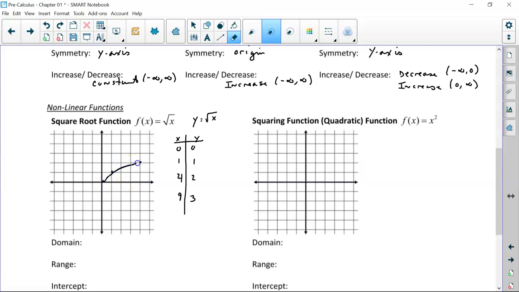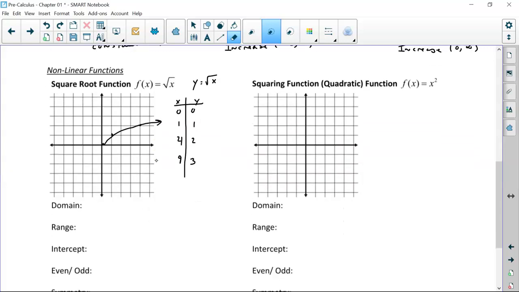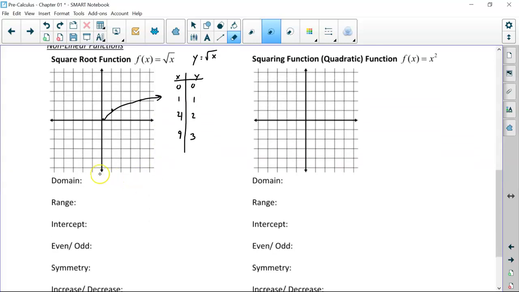So our square root function has that shape to it. Now the domain, because we can't take the square root of a negative, is 0 to infinity. We're going to use a bracket because we can take the square root of 0, and a parentheses at infinity. Our range, our output, is 0 to infinity. Our intercepts, the x-intercept and the y-intercept, are at the same spot, 0, 0.